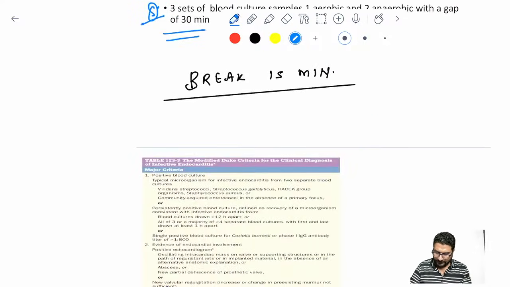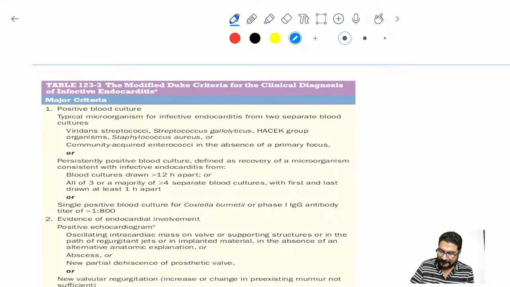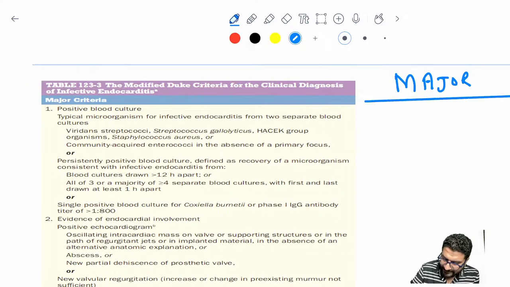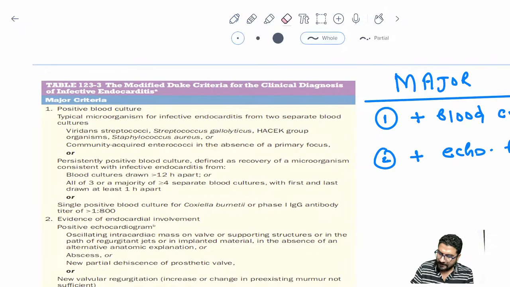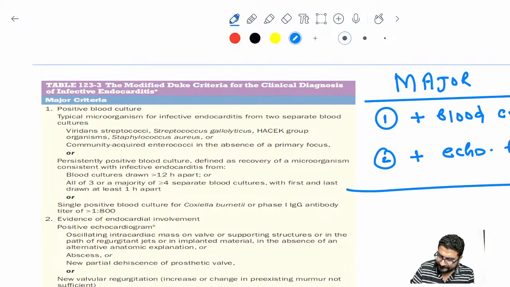Now understand, they ask you question like what are major criteria, what are minor criteria. So understand this thing here. Major criteria include either microbiological evidence, means positive blood culture, or echo finding, or you can say positive echo finding. So either radiographical evidence or microbiological evidence. Then all others will be minor. And they ask you question like what we have in minor.